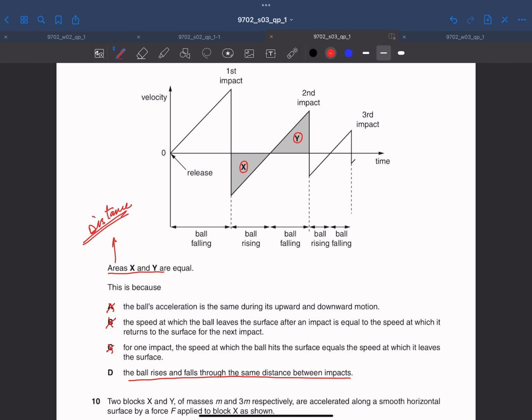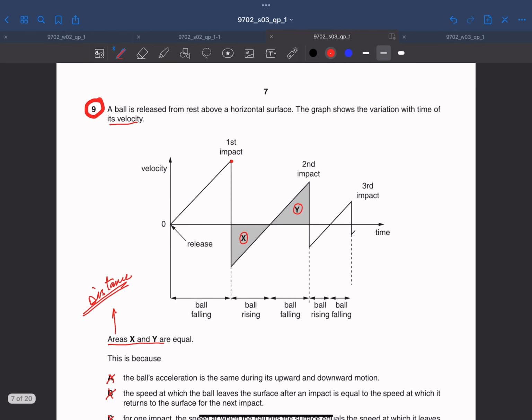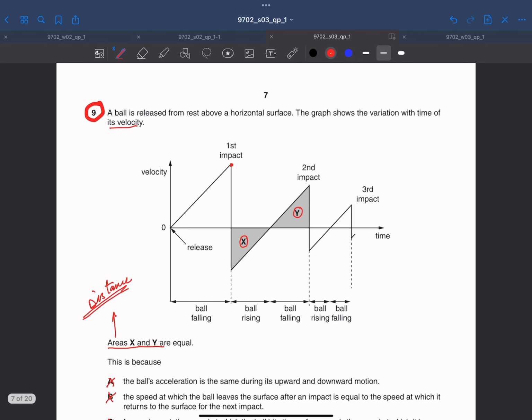So whenever you read this, you have to come to the conclusion that our concern is the distance or displacement. So the ball rises and falls through the same distance. So remember this, that here you have the impact, after impact it will go up and move down. And basically a ball is released from rest.